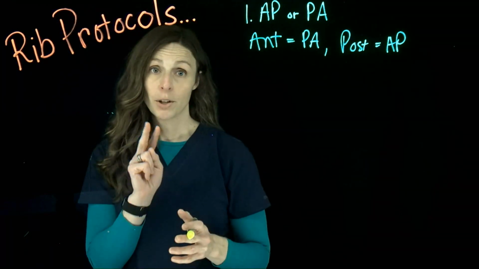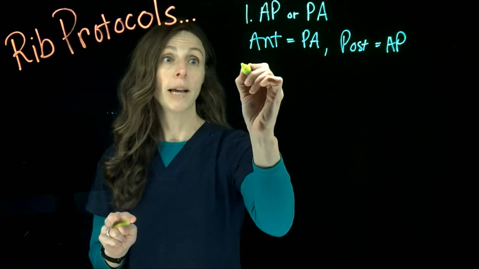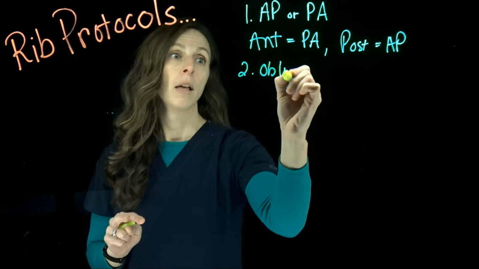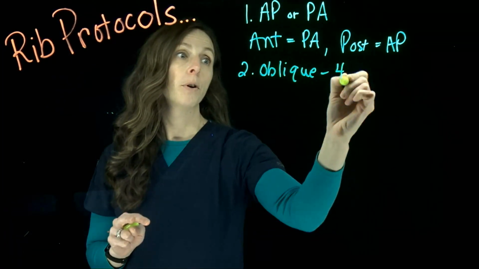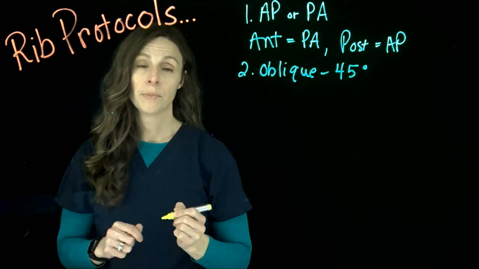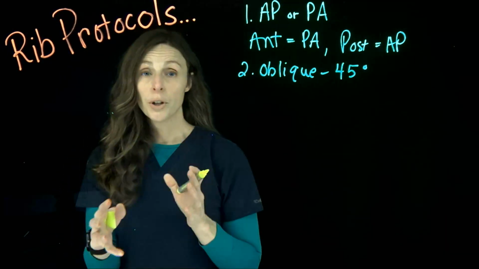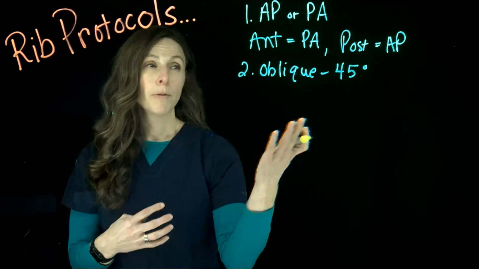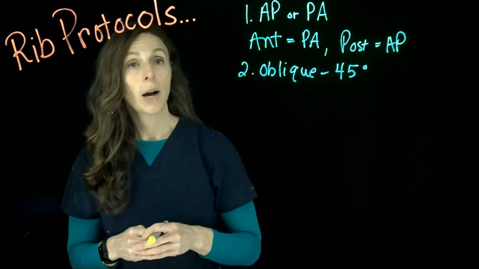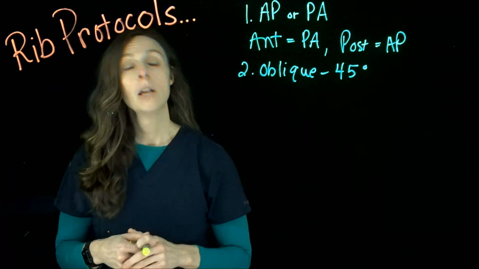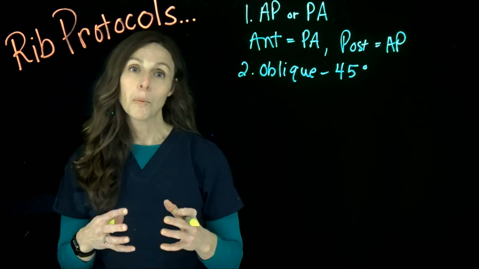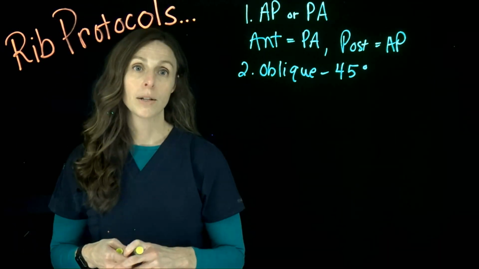The second projection we always do is an oblique. And we are going to do 45-degree obliques. Now, some clinical sites will do 30, some will do 60, but 45 is pretty common industry-wide, so that's what we'll do in lab. Certainly, if your clinical site does different obliques, you're just going to adapt to their protocols.